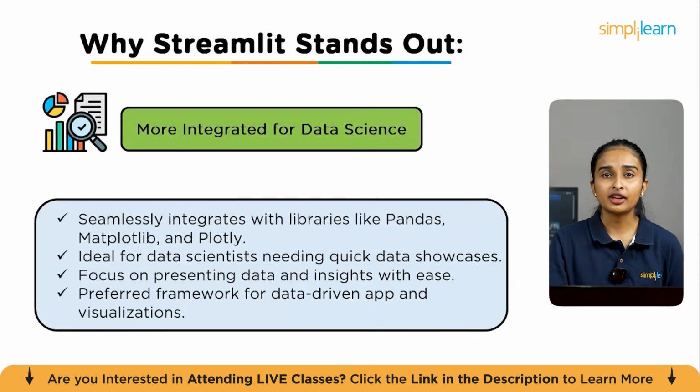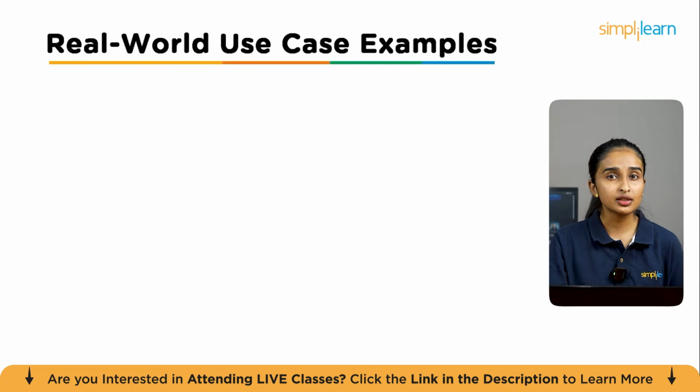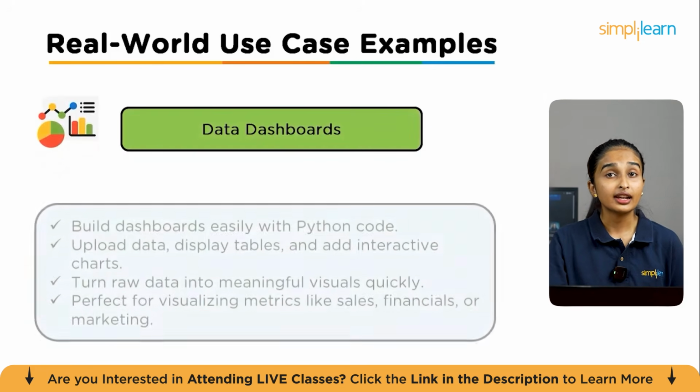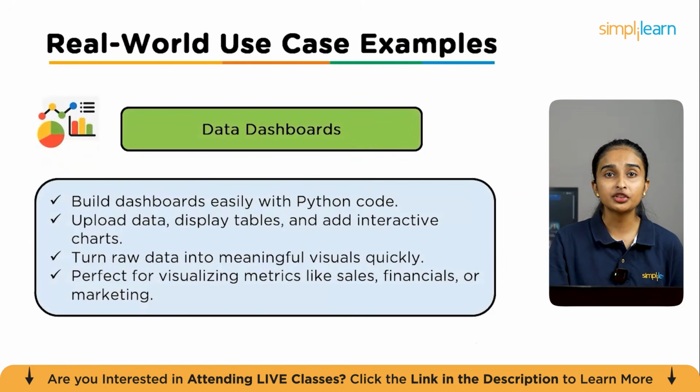Having compared Streamlit to Flask and Dash, now let's look at some real-world use cases of how it's being applied in the field. Speaking of some real-world use cases where Streamlit has proven to be a game changer, firstly, we have data dashboards. Data scientists and analysts often use Streamlit to create dashboards to visualize key metrics. With Streamlit, building a dashboard is as simple as writing Python code. You can quickly upload data, display it in tables, and add interactive charts all in one app. Whether it's sales data, financial performance, or marketing metrics, Streamlit helps you turn raw data into meaningful visuals.